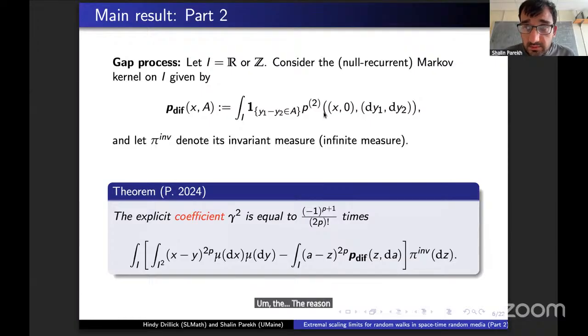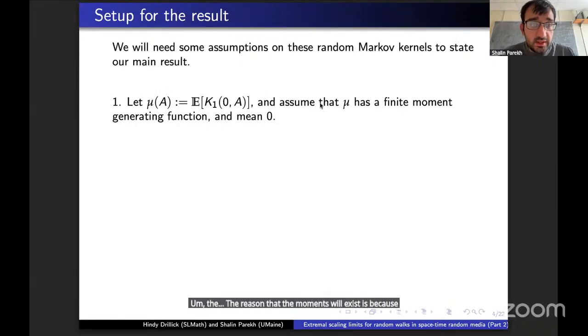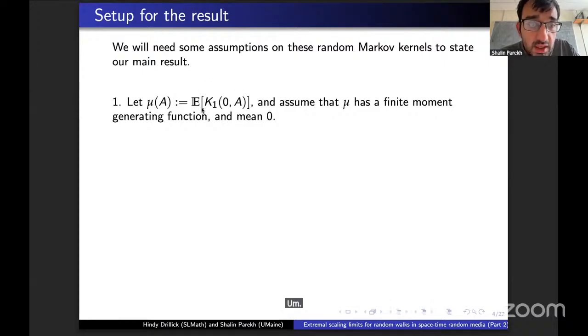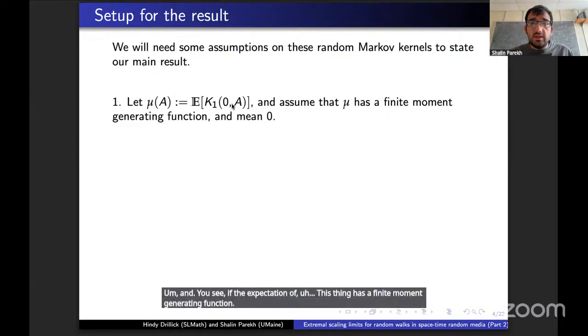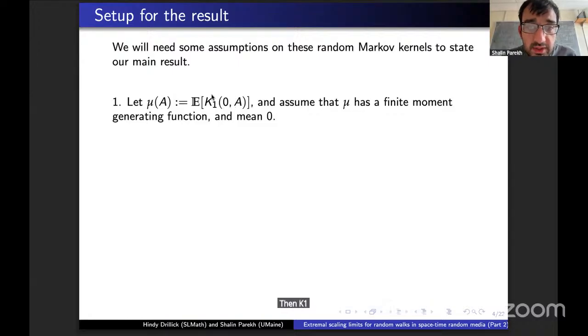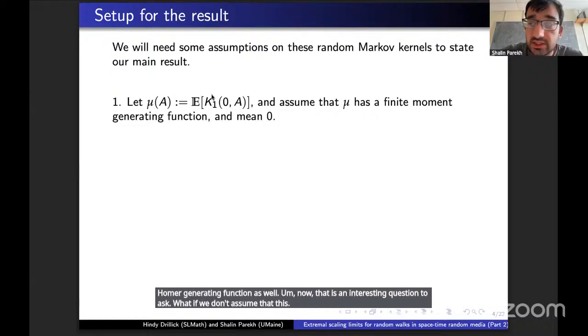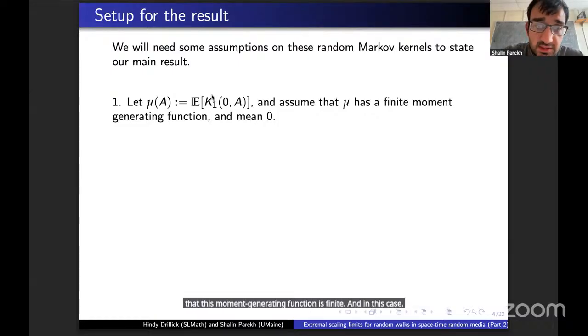The reason that the moments will exist is because we assume that this mu has a finite moment generating function. If the expectation of this thing has a finite moment generating function, then K1 itself, with probability 1, will have a finite moment generating function as well. Now, it is an interesting question to ask what if we don't assume that this moment generating function is finite. In that case, I expect that this theorem will fail.